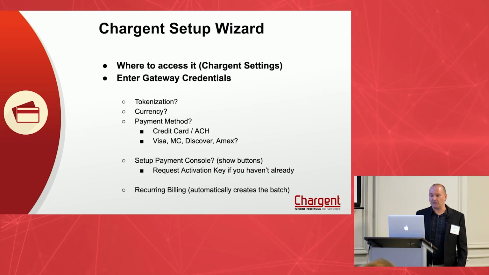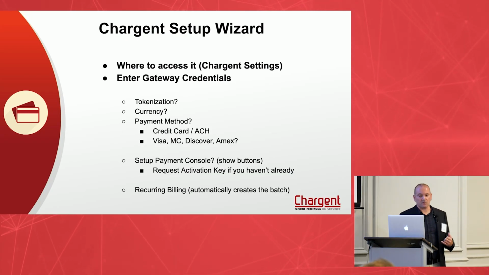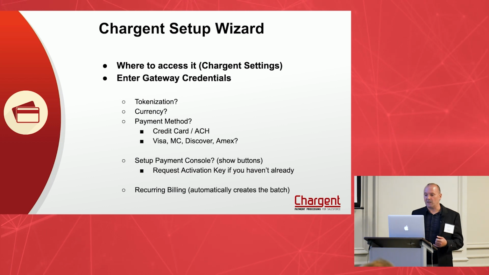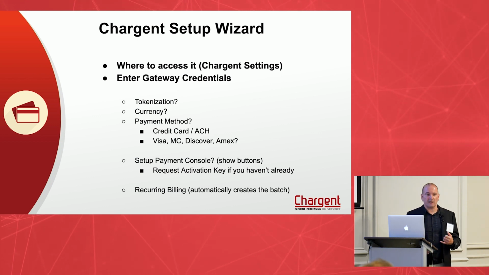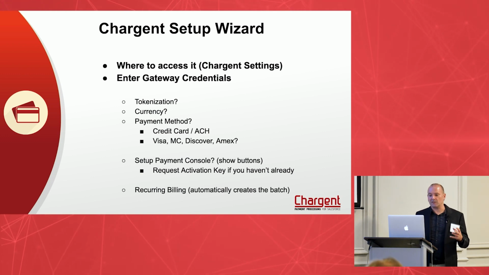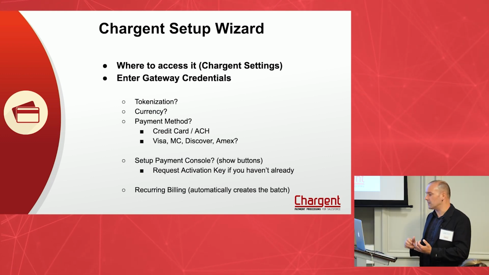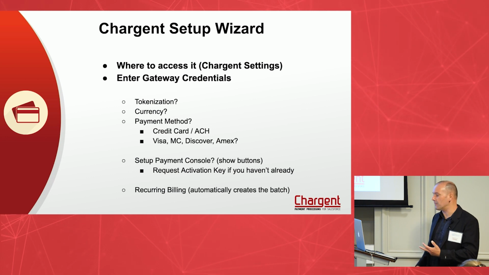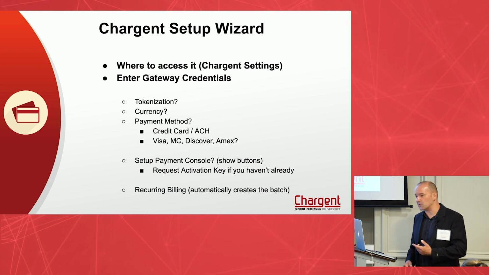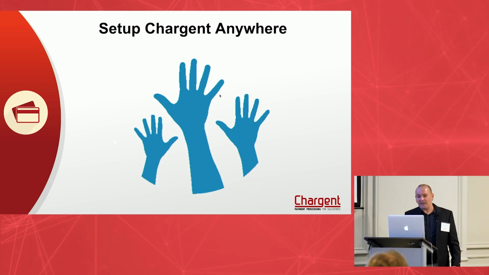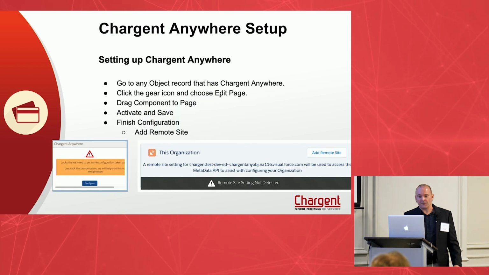So just to kind of recap what we did, we went through this Chargent Setup wizard. We entered in the credentials that we got from Authorize.net, tokenization, random string of characters, currency, that you selected the payment methods, and set up payment console and the recurring billing options. We're going to go ahead and set up Chargent Anywhere now.